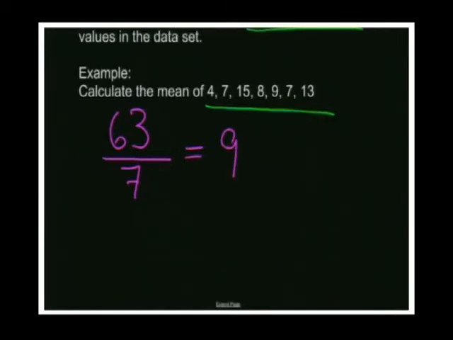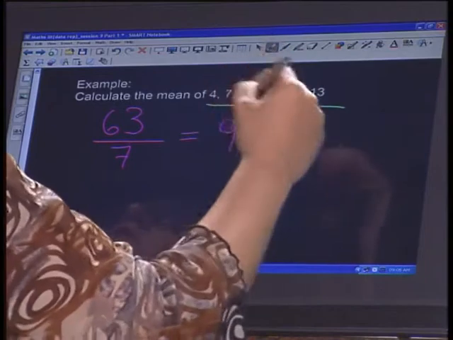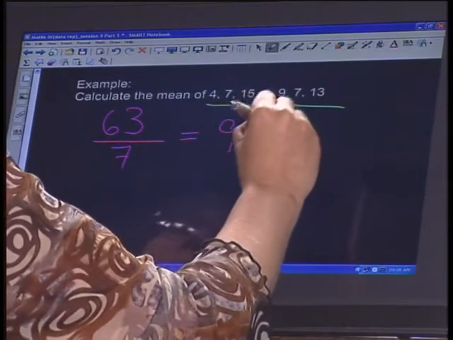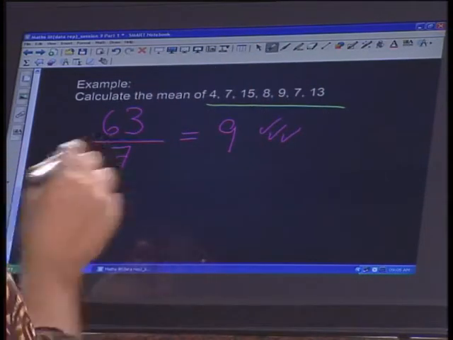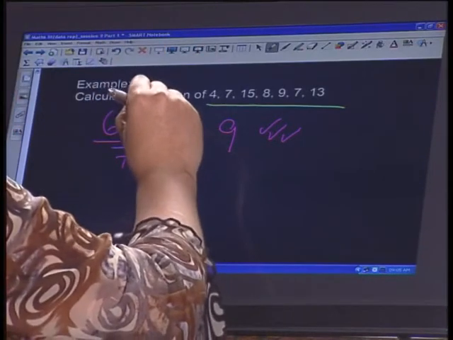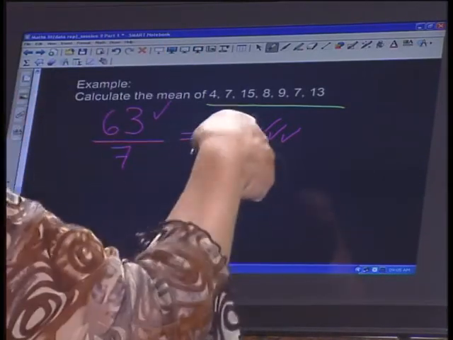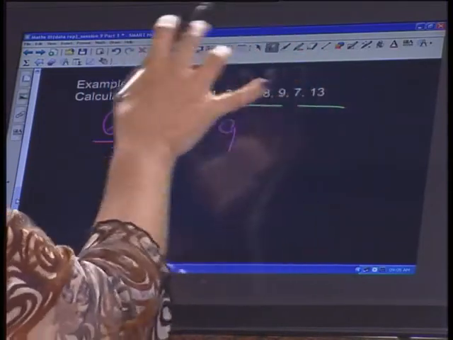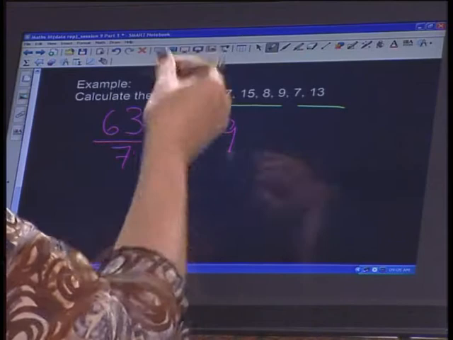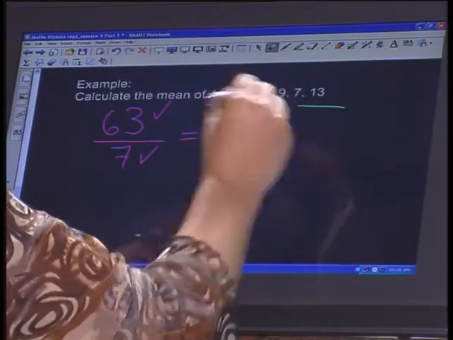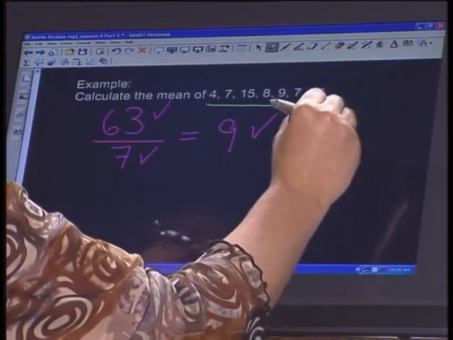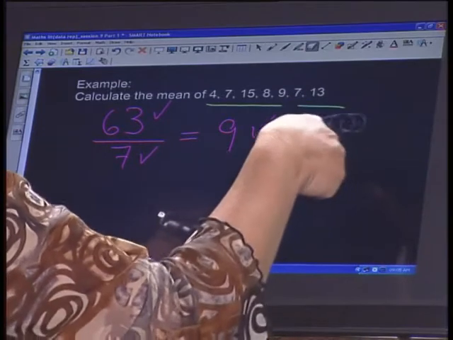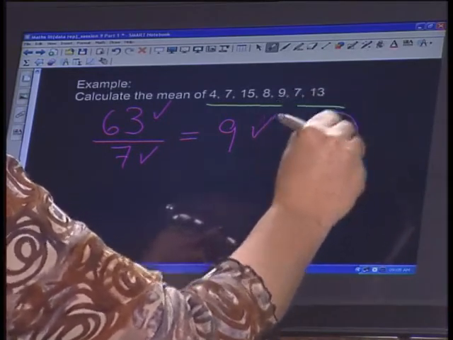Now, this is the important part. If you give me an answer only, and the answer is correct, you will be allocated 3 marks. But my mark allocation is actually for adding the set, for dividing by the correct number, and then for my answer. And it's normally 3 marks.